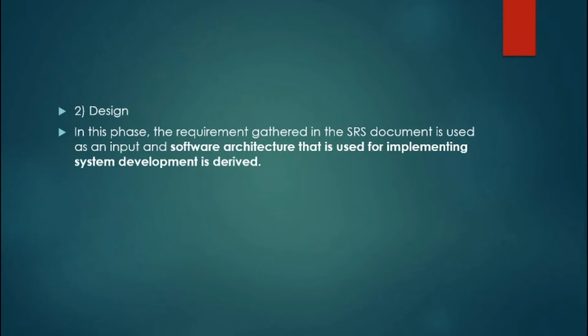Now, second is the design. So what actually happens once you have gathered the requirement? Now you have to develop the software architecture, how you are going to implement the requirement. For example, if there is a requirement to book a ride, the first thing is that you should have a home page which should have an option to sign up or to log in.